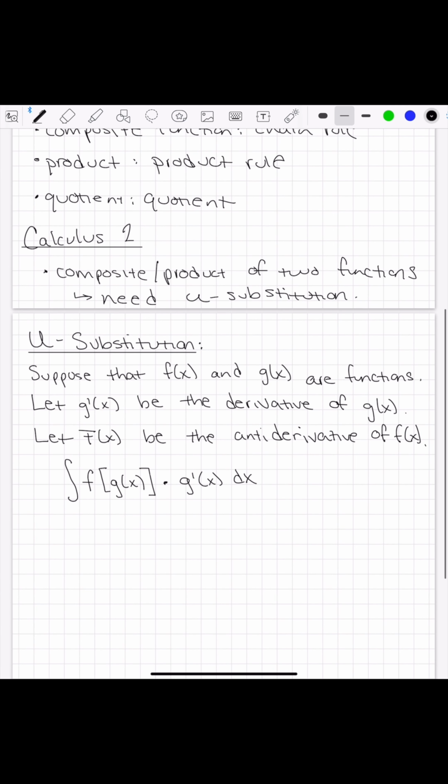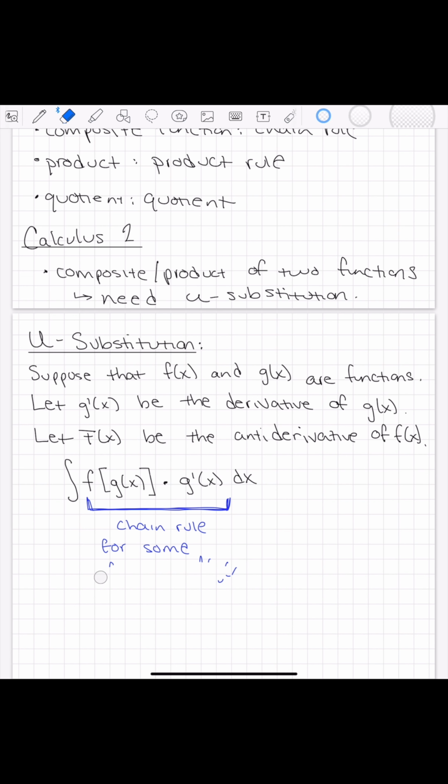So what does this remind you of? This is exactly the chain rule for some function f of g of x. Even though the chain rule would really be f prime here, this format of a function reminds us of the chain rule. So we're basically doing the opposite of the chain rule.